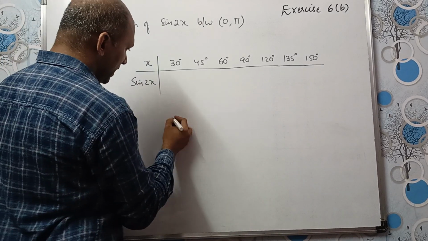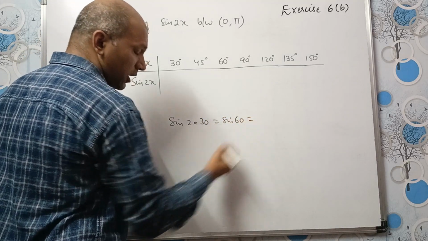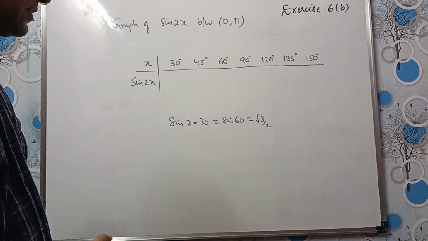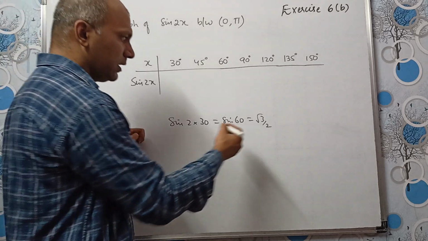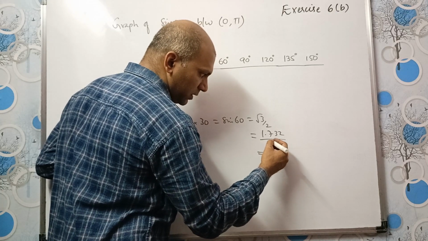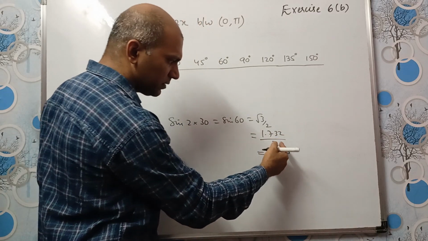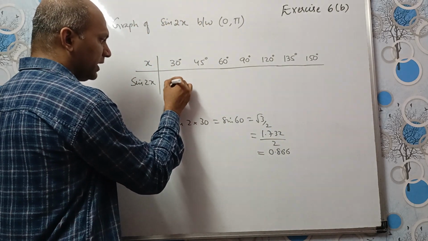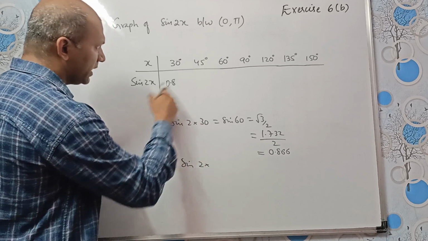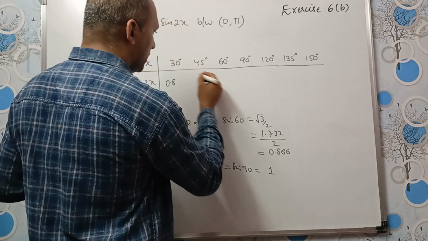Now sine 2 into x. X is 30, so the first value is sine 60. How much is sine 60? It is root 3 by 2. How can we write root 3 by 2? Root 3 is 1.732 divided by 2, which is approximately 0.866. So let us write 0.8. Now sine 2 into x where x is 45, so this is sine 90. Sine 90 is equal to 1. So this is easy, right?